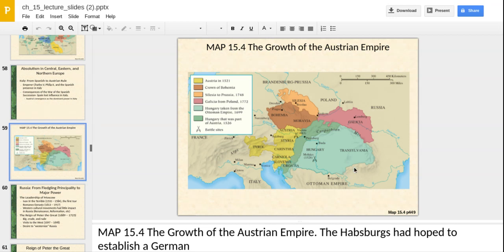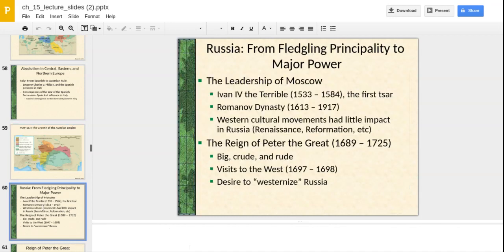Austria in 1521. Here's Hungary, taken from the Ottomans. The Ottoman Empire lost this territory. The Ottomans are not quite as powerful as they once were.